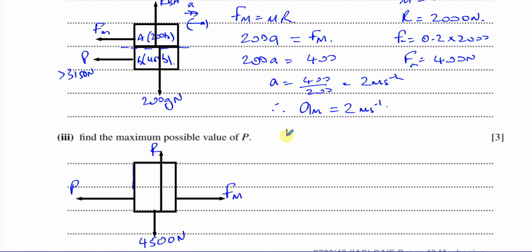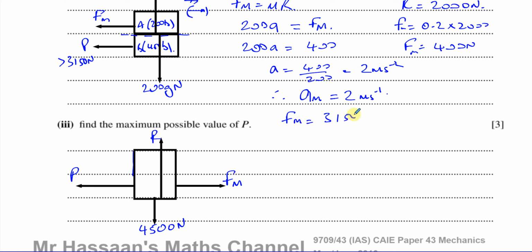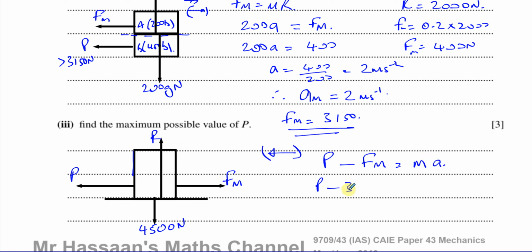Okay, so we know already F max is equal to 3,150. We already know that. Okay, that's between the floor and B. That's F max. We know that already. Okay, so we can resolve the forces on this. You can say P minus F max equals the mass times the acceleration. So we can say P minus 3,150 is equal to the mass, which was 450, times the acceleration, that's the maximum acceleration such that it doesn't move. So you're going to have P equals 900 plus 3,150. So that's going to be 4,050, right?